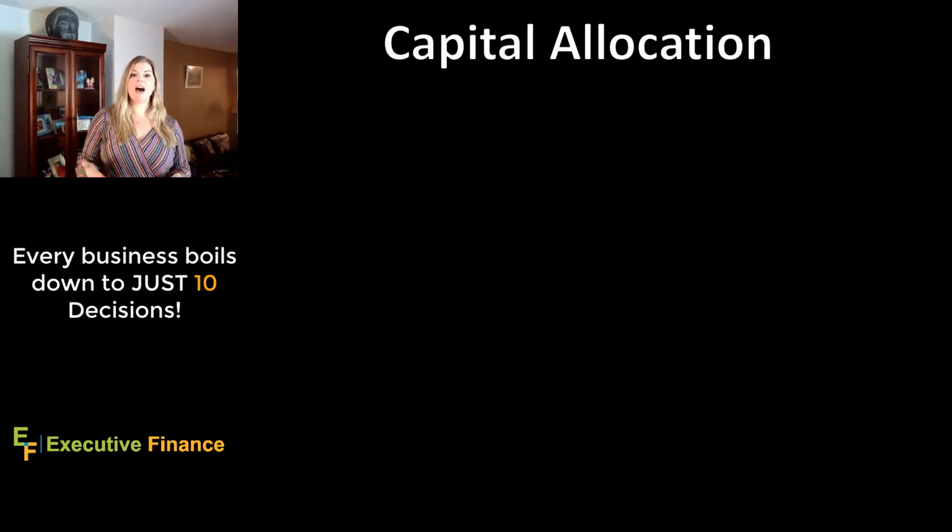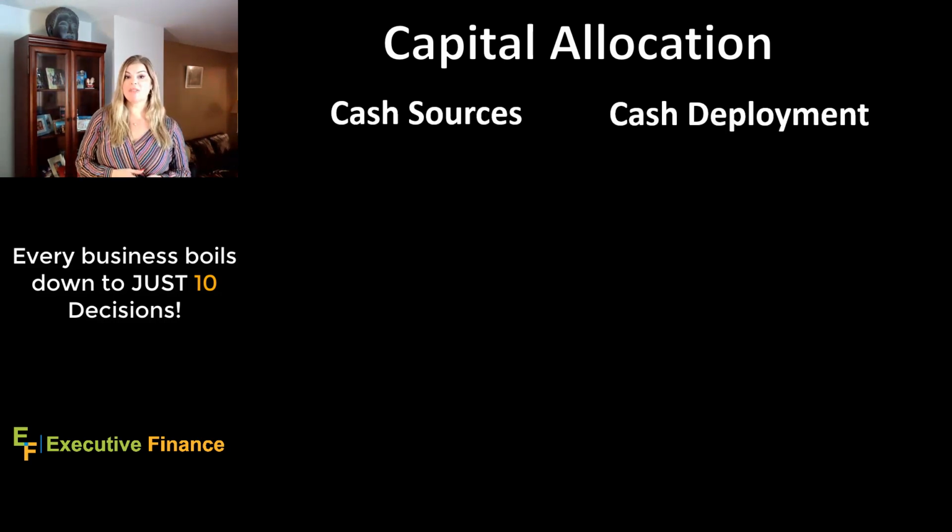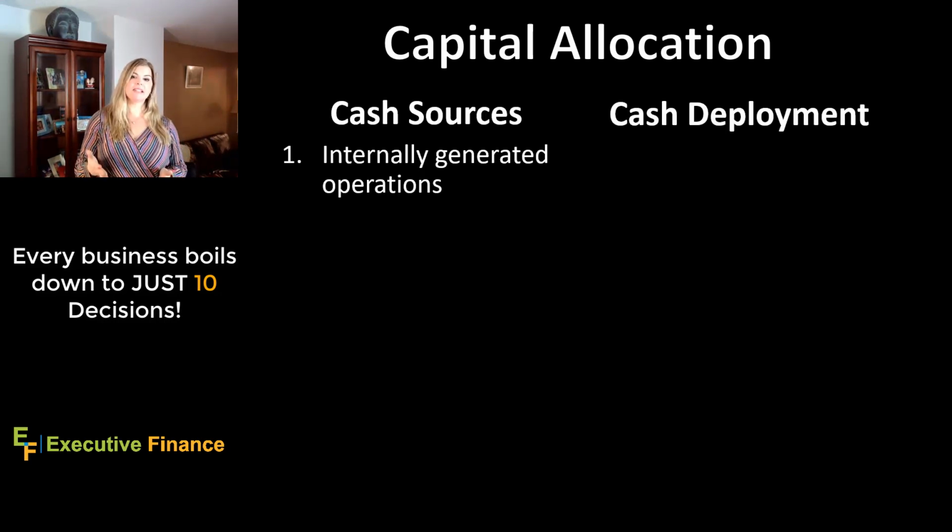There are essentially 5 levers you can pull for sourcing cash. Optimizing cash generated from operations by making any decisions that cut costs or alternatively grow revenues.